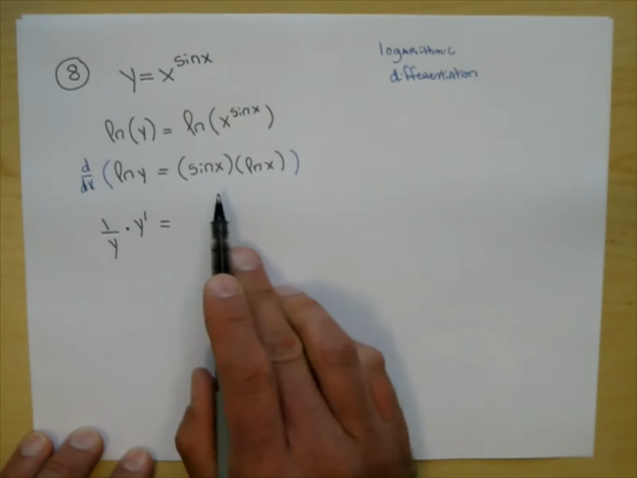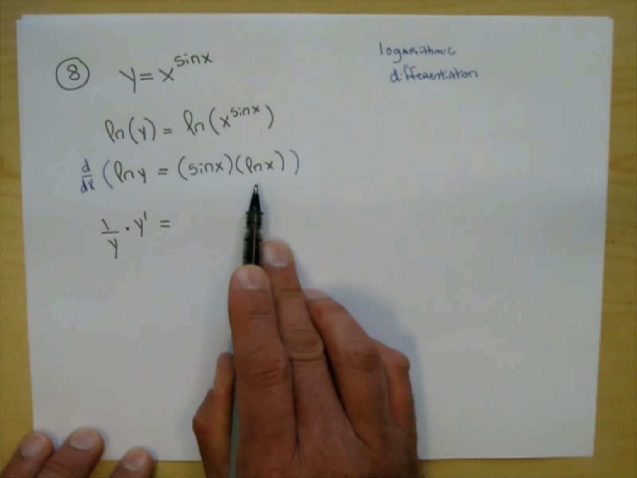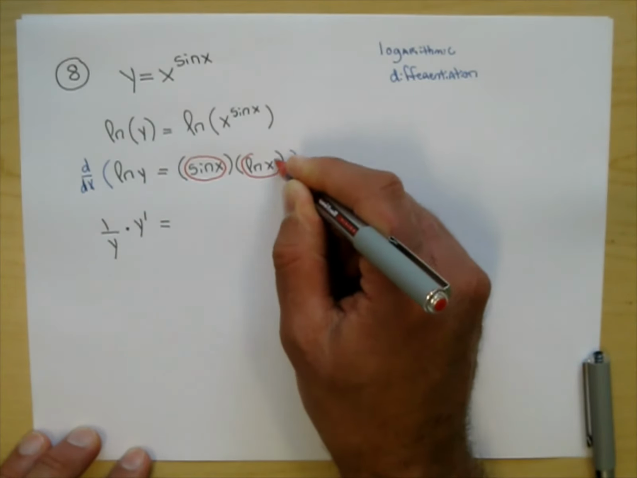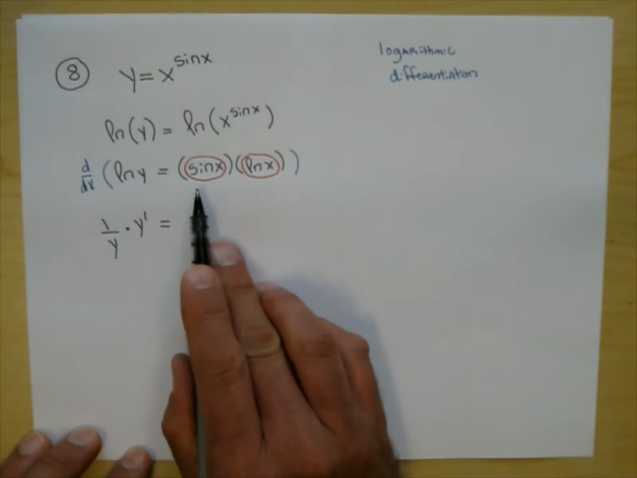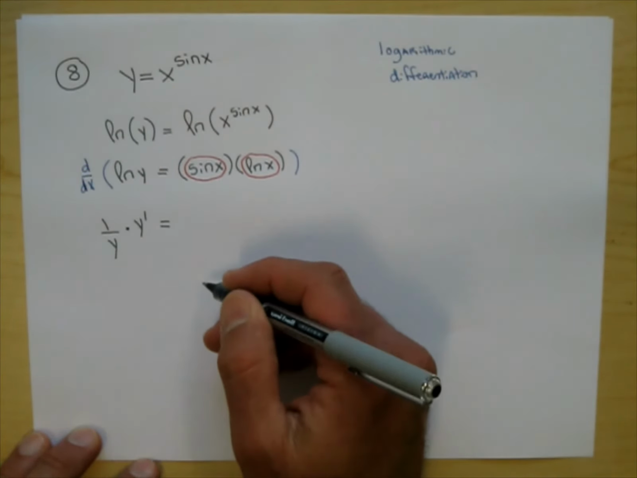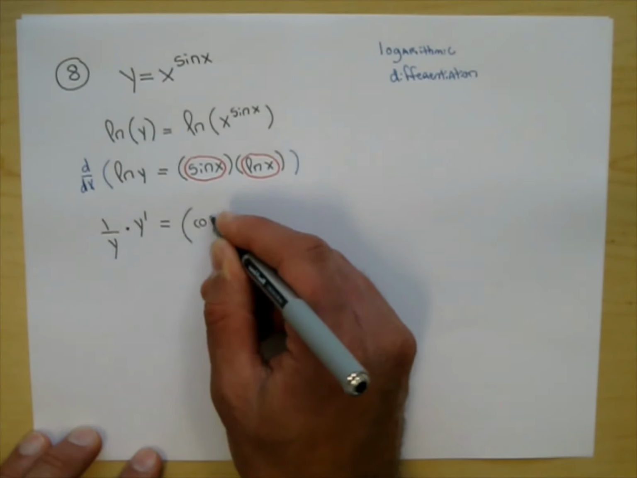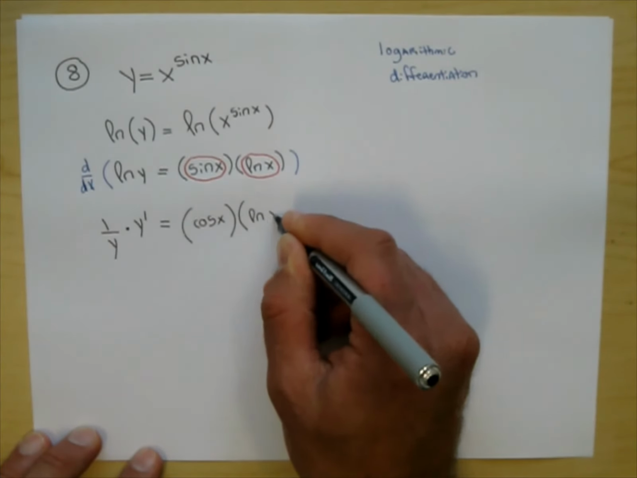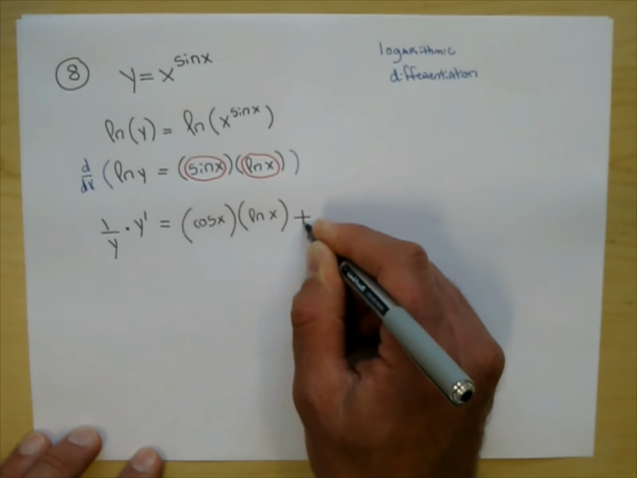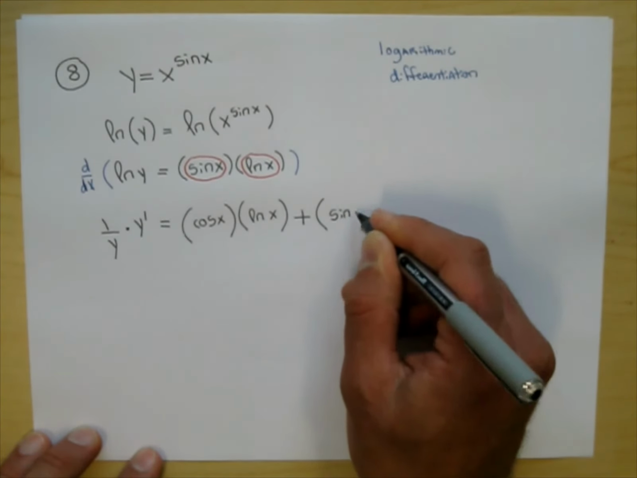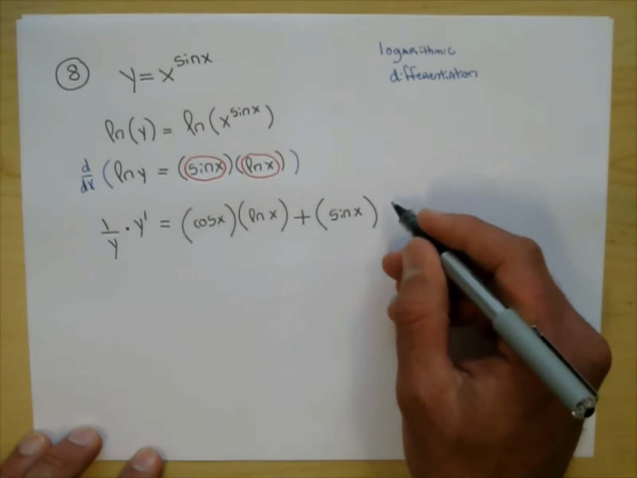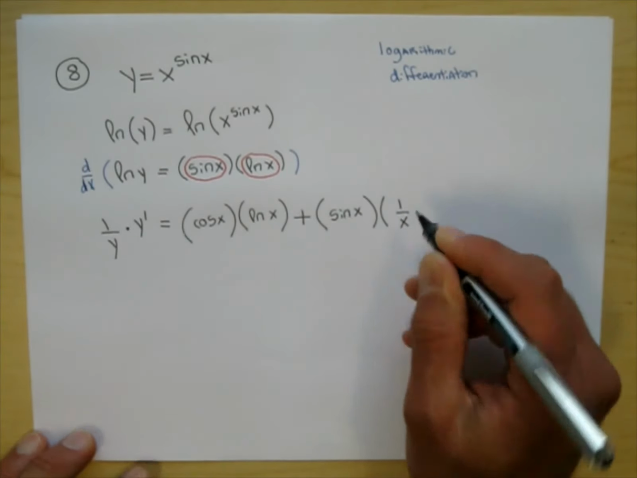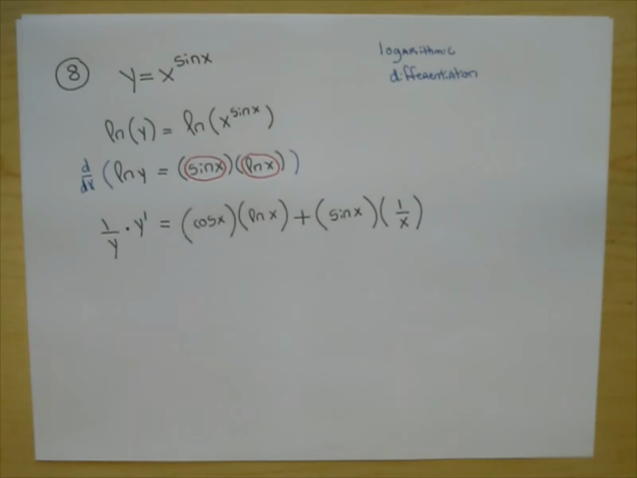Now on the right-hand side, I'm going to go ahead and do the product rule. I have a product of two things, this guy and this guy. So I'll talk through it right now. The derivative of the first, which is the cosine, times the second, ln x, plus the first, sine x, times the derivative of the second. The derivative of ln x is 1 over x. And so that's what we have there.